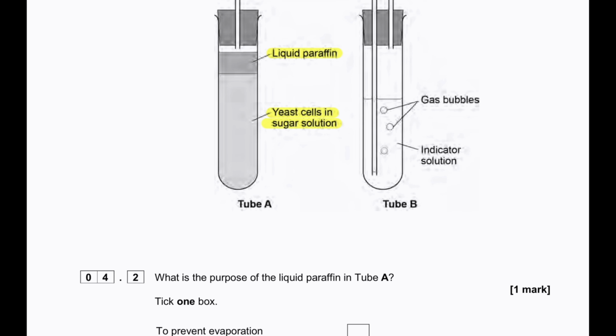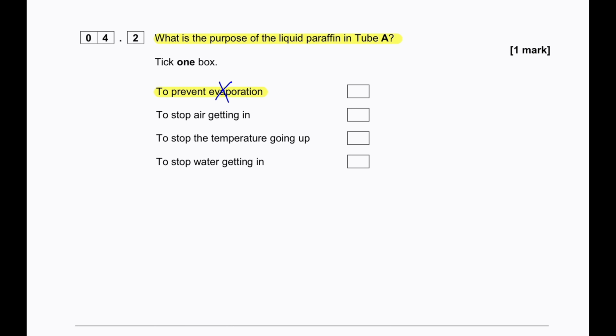We know that to observe anaerobic respiration in yeast cells, we must prevent oxygen from coming in. So the liquid paraffin is there to prevent oxygen from getting into the solution. Point 1, to prevent evaporation. Well, that is not the purpose. To stop air from getting in, yes, we don't want air to get in because air contains oxygen. To stop the temperature from going up, no. To stop temperature changing, we can use a water bath. However, that is not the goal of the experiment. And to stop water from getting in, since water is heavier than oil or paraffin, it will sink down.